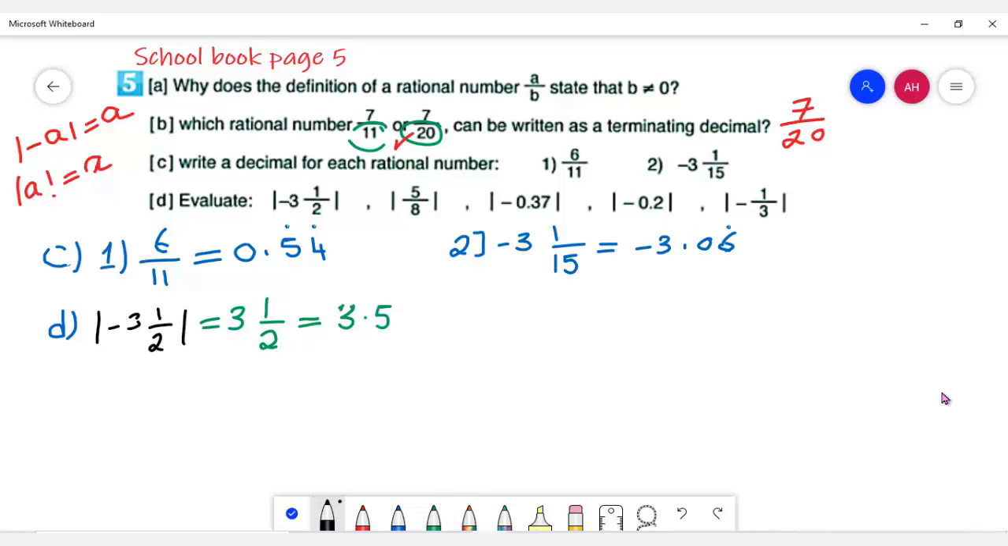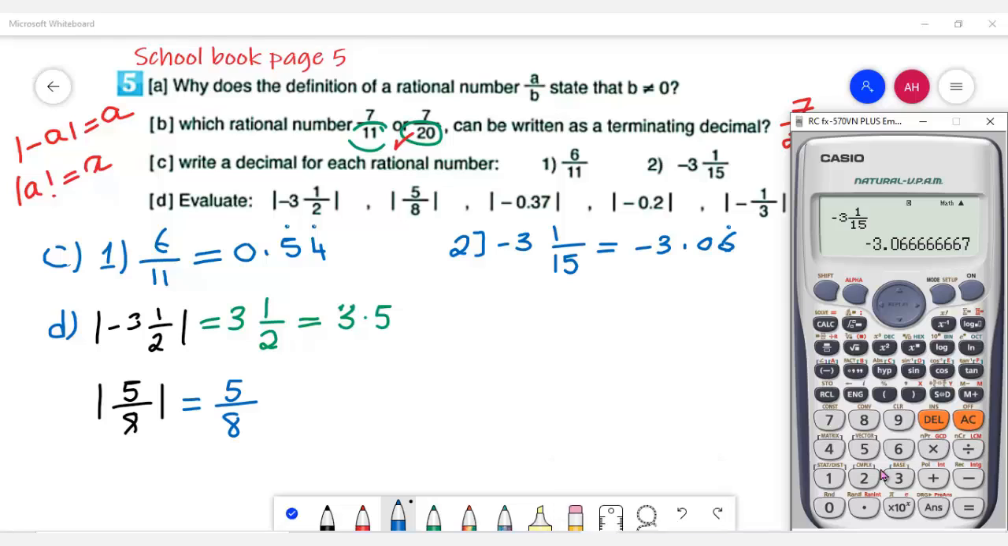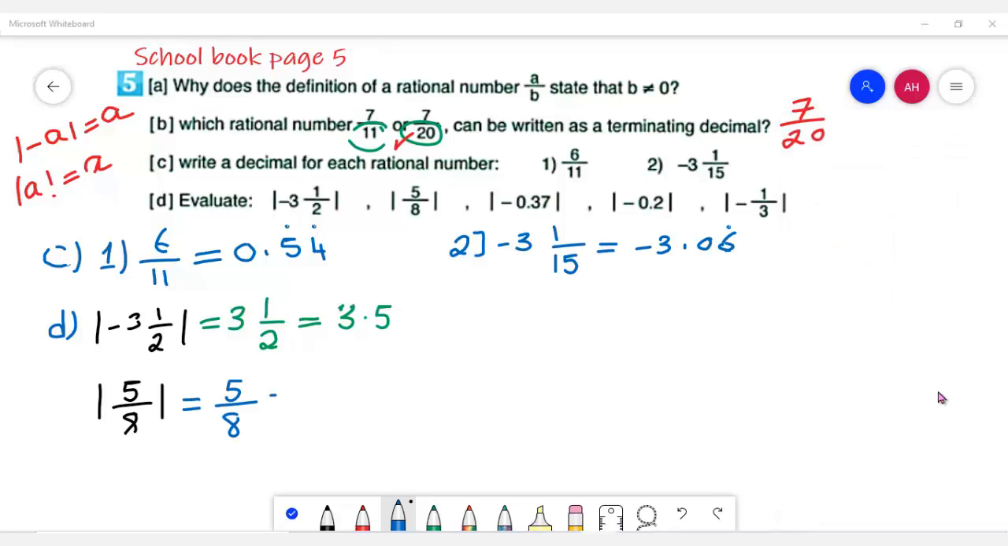Let's go for the second one now. Absolute value of 5/8. The absolute value of a positive number is the same number as it is, so it's equal to 5/8. Let's go now and see the decimal number for this fraction, or for this rational number. 5/8, change it to decimal, it's 0.625.